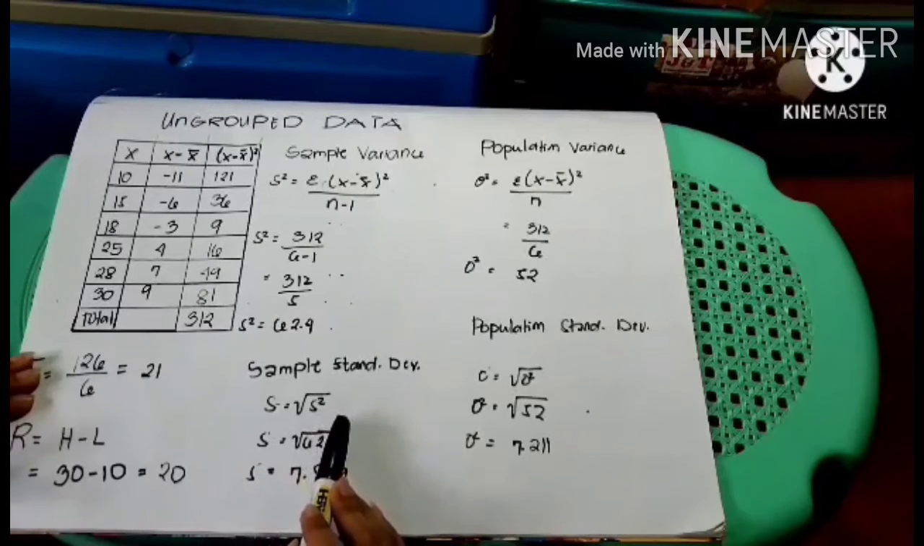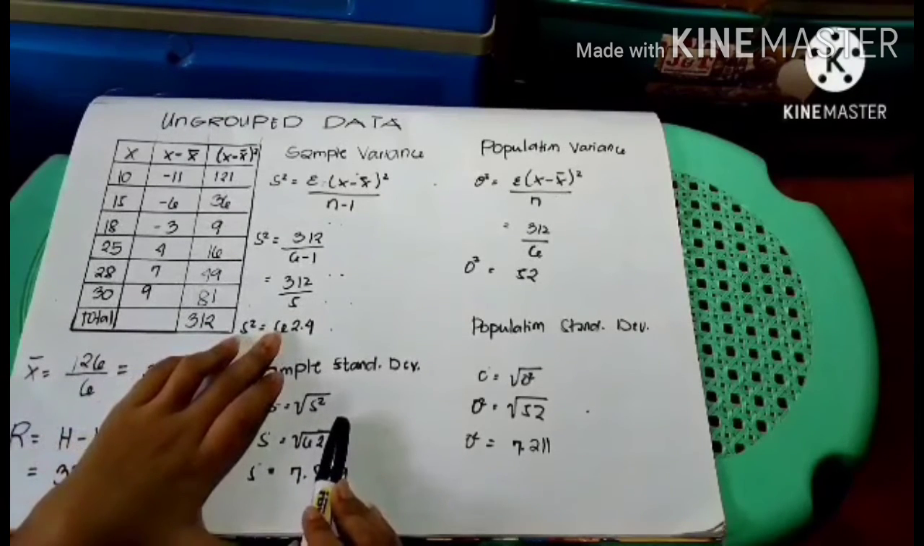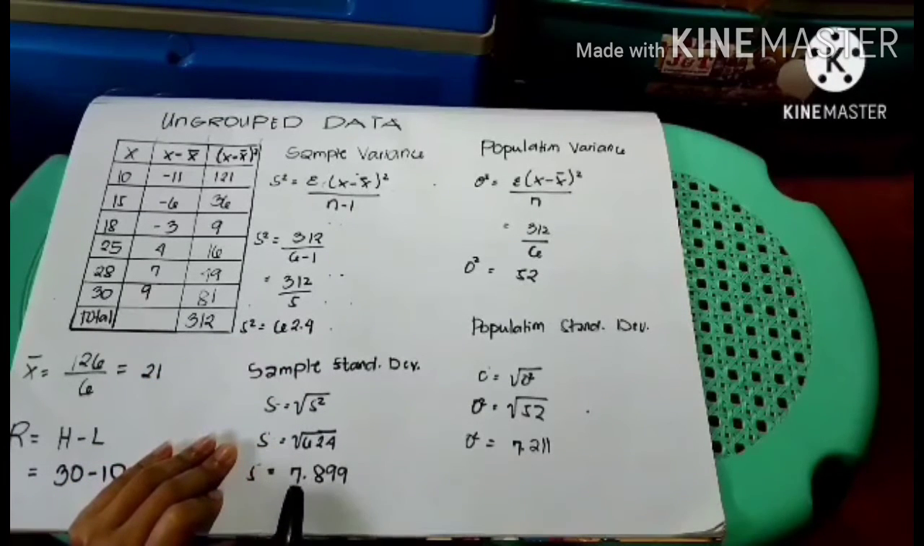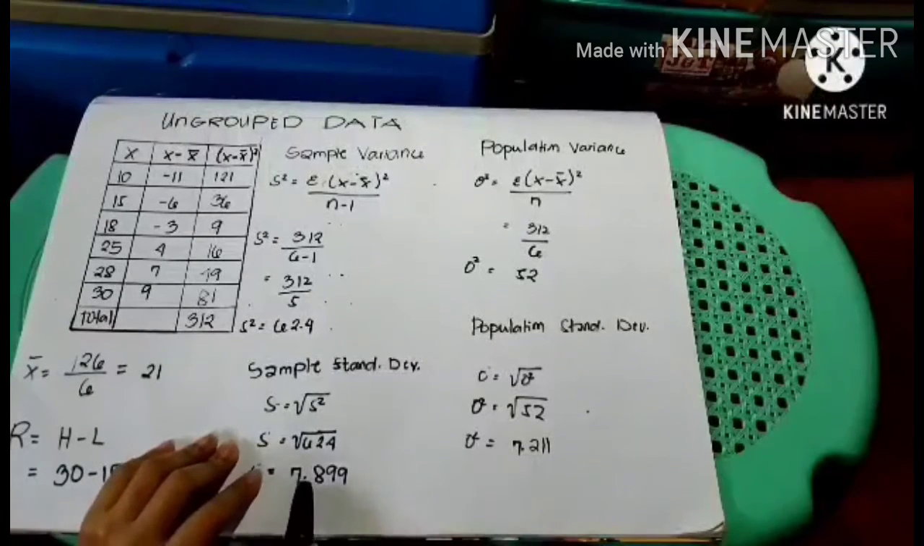For the sample standard deviation, the formula is S is equal to the square root of S squared. So our sample variance is 62.4. The square root of 62.4 is 7.899. So this is the sample standard deviation.